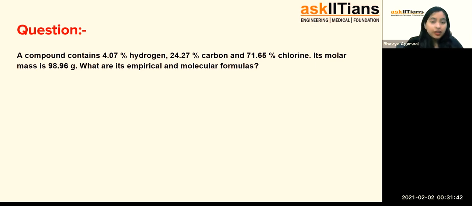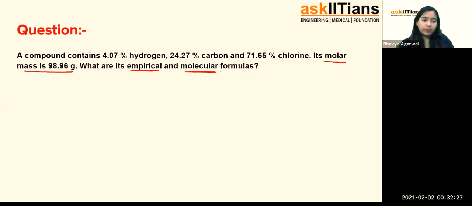Now, this is the question for your practice, and we will be solving each and every part. The question says there is a compound which contains 4.07% of hydrogen, 24.27% of carbon, and 71.65% of chlorine. For this compound, its molecular mass is also given, that is 98.96. Now they ask what its empirical formula as well as the molecular formula are. So they want you to tell both the parts, right?